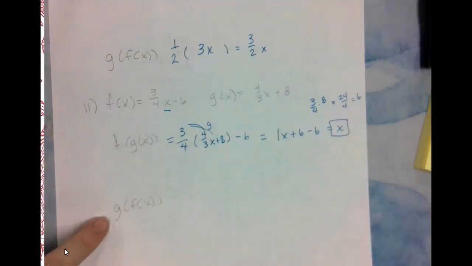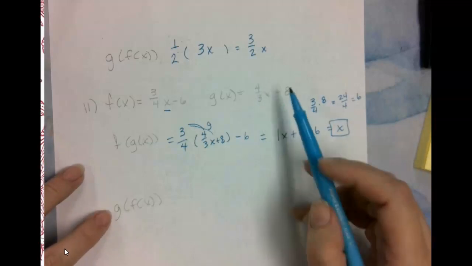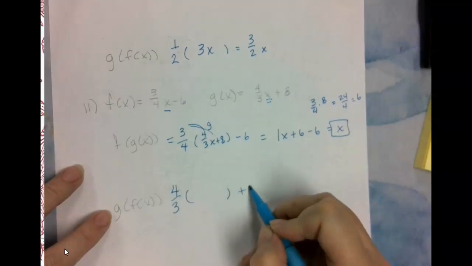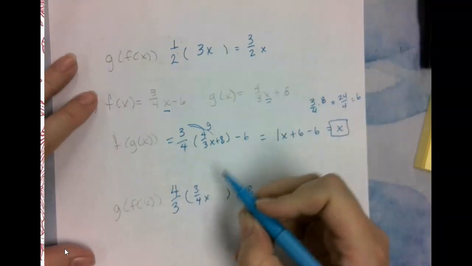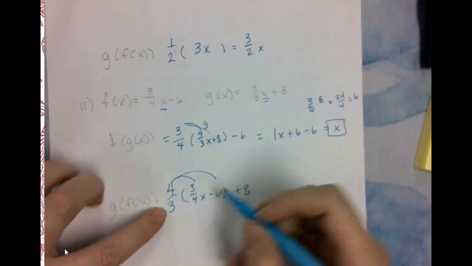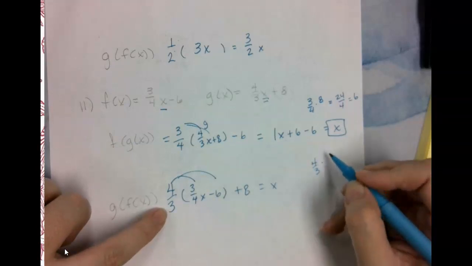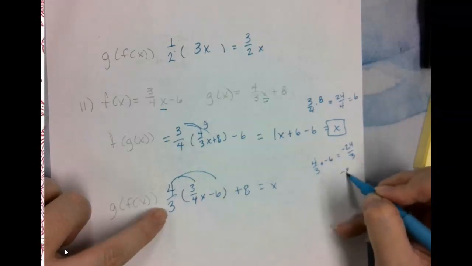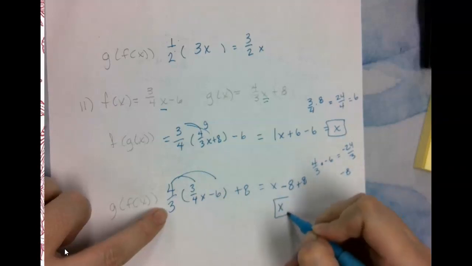Now let's do this one. I'm going to this time put the g first and leave a space where the x was. So 4/3 space plus 8. That's this one with the x taken out, and I'm going to plug this in there: 3/4 x minus 6. Distribute, distribute. This gives me x. This gives me 4/3 times negative 6, which is negative 24 over 3, which is negative 8. So minus 8 plus 8, which gives me x.